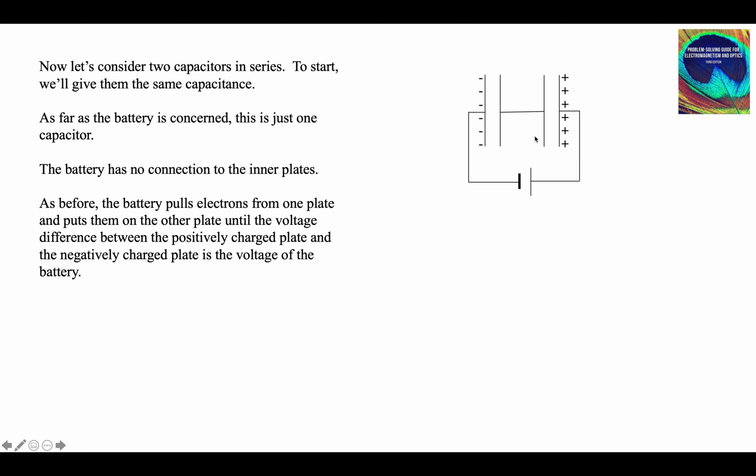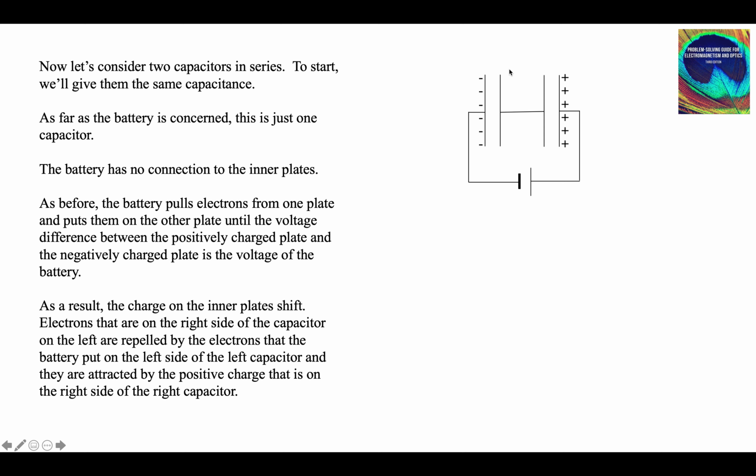Now let's consider the inner plates. What's going to happen here? Metal is full of electrons, and they're free to move. That's what a conductor is. So this side has electrons on it, and electrons are repelled by these electrons, and they're attracted by this positive charge over here. So the electrons in this plate are going to run over here, and they're going to want to go all the way to the positive, but they're going to hit a dead end in this plate. And when the electrons leave, this becomes positive, like this.